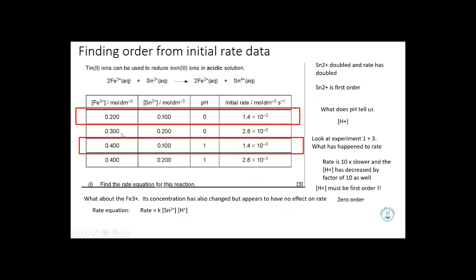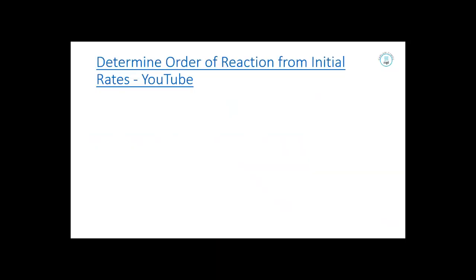Okay, so if we write out our rate equation, it's only Sn2+ and H+ included. And there's something I want to point out to you about the H+. It's not a reactant. Why are we even looking at it? Well, it's affecting rate. So something that affects rate, but is not actually a reactant, it's got to be a catalyst. And that's quite a key thing there. If you ever come across something that's affecting rate, but isn't in the actual equation itself, it must be a catalyst.